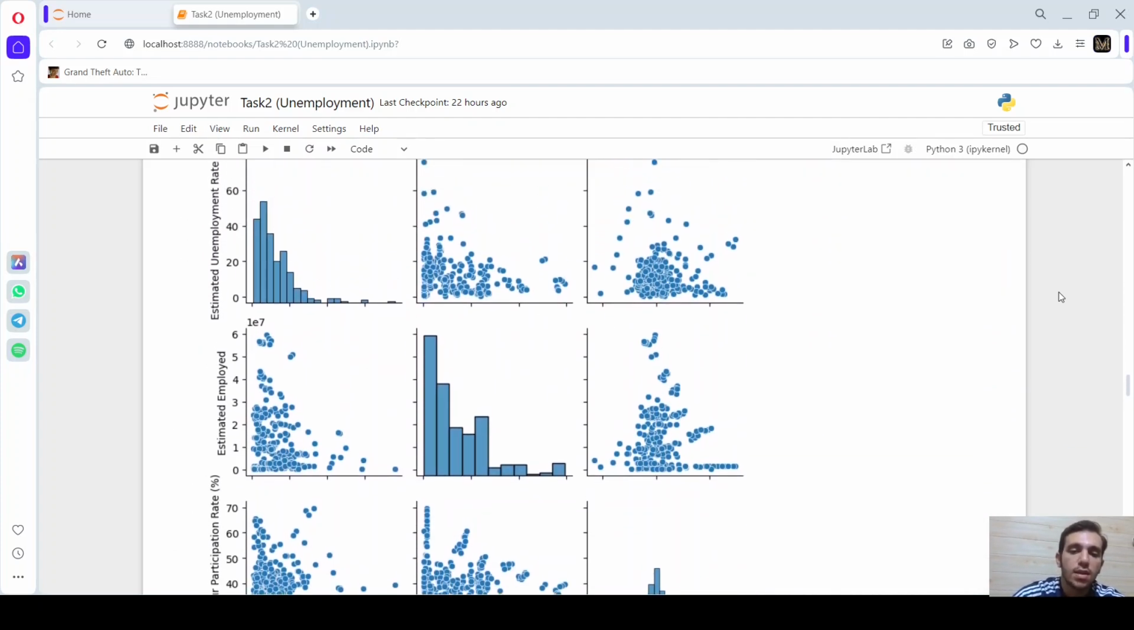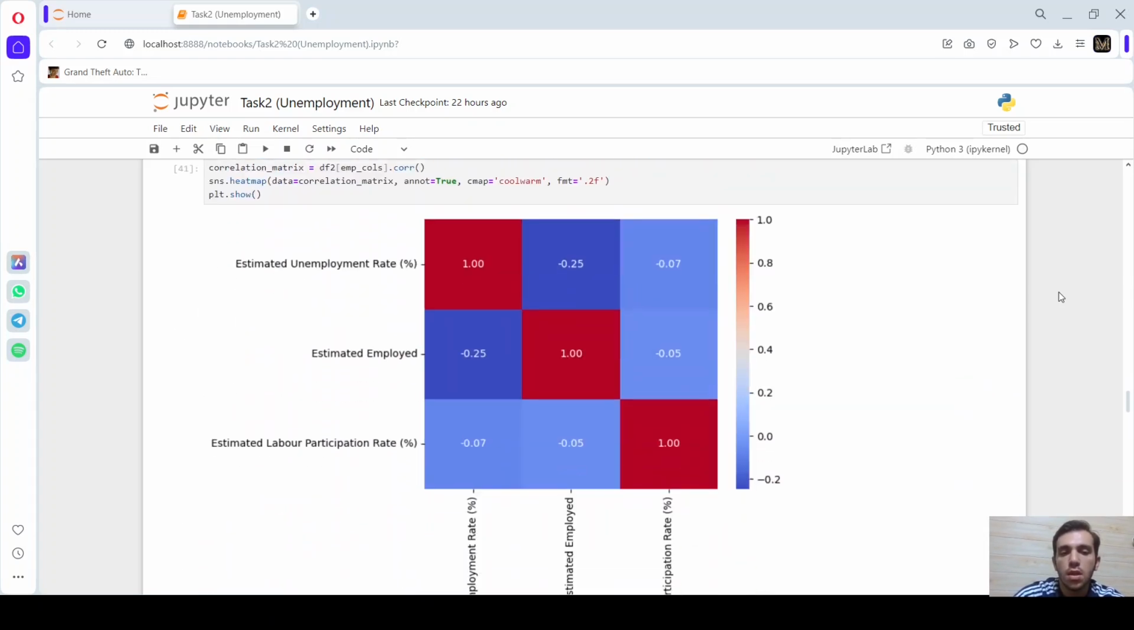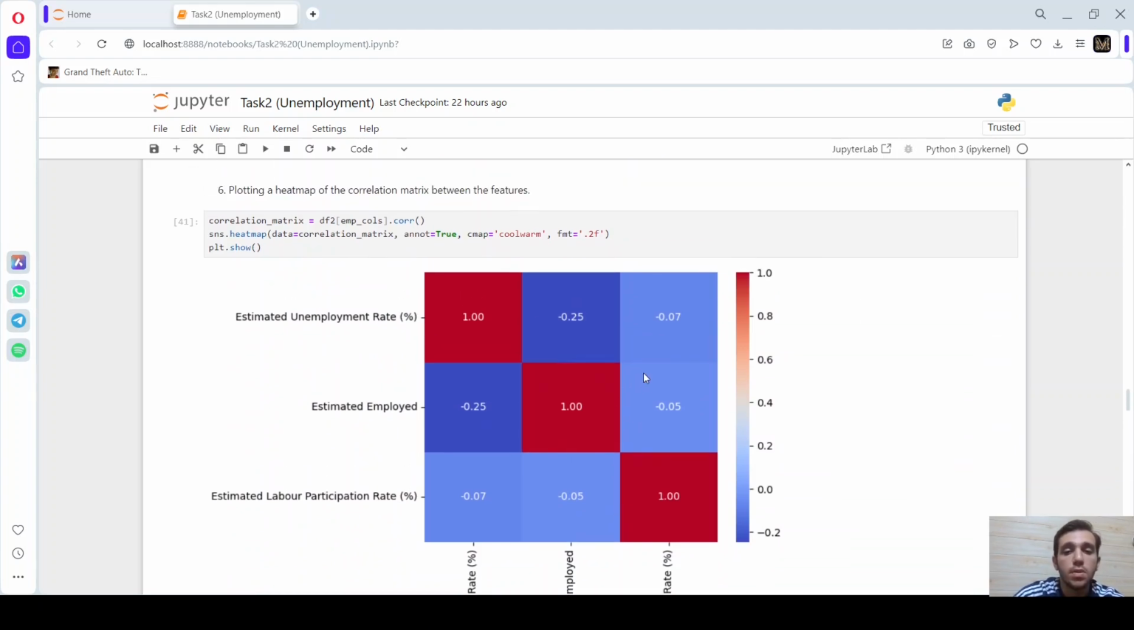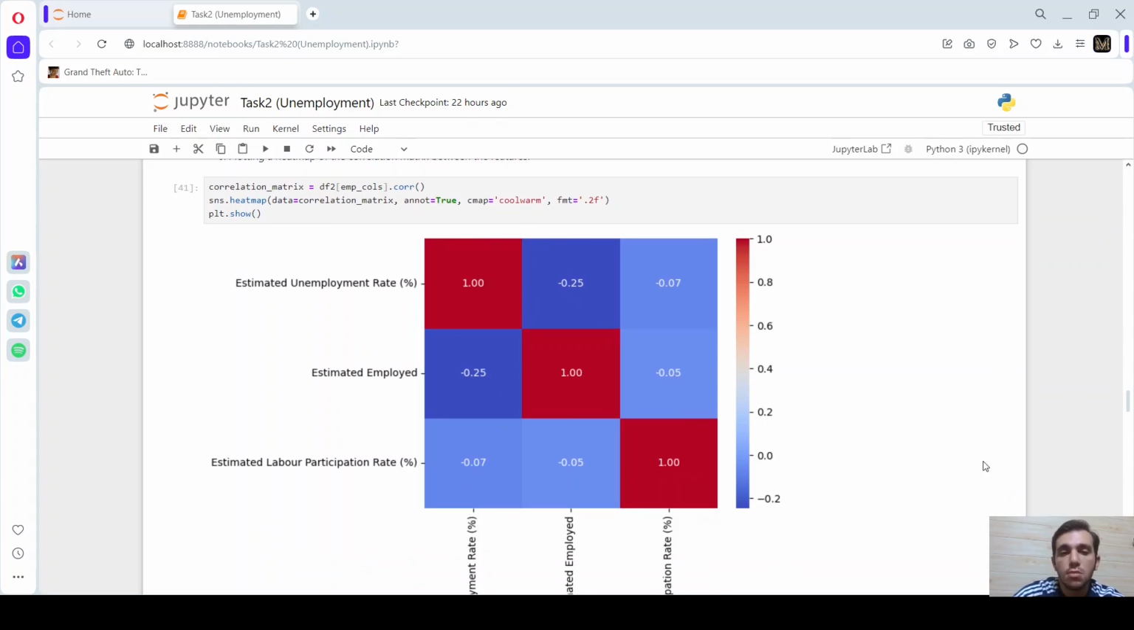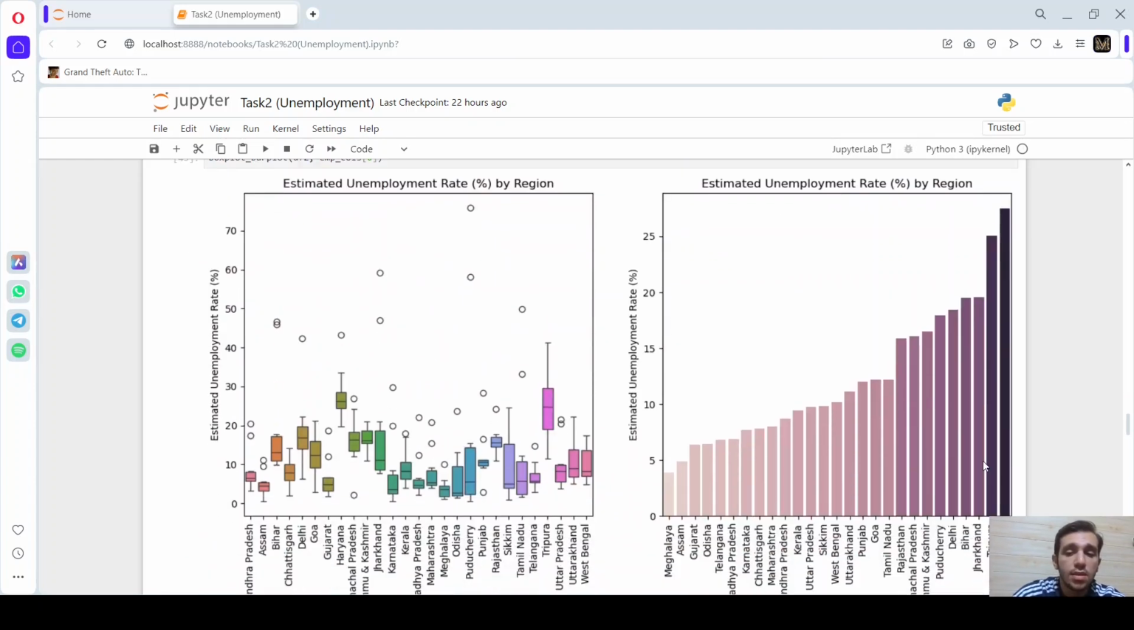So I again made a visualization of the heat map of the correlation. We still got the same information because it's just the same data. And here I've made again a box plot and a bar plot in increasing order for the unemployment rates, participation rate, and the number of employed. And we can still see that Tripura and Haryana are the regions with the highest unemployment rate.